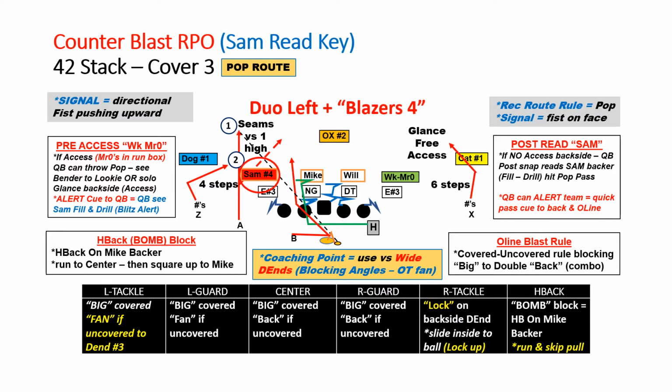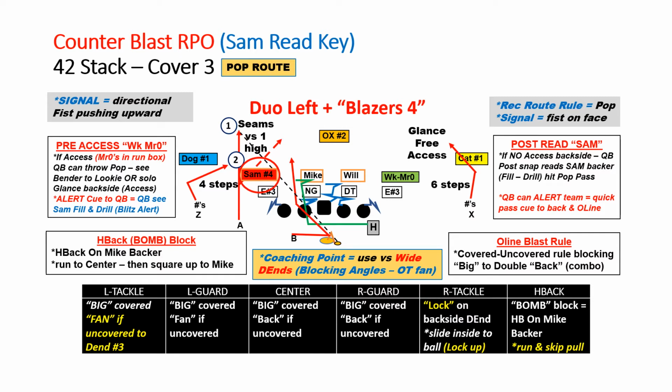If he has free access to the backside, which is the X, then we can go ahead and read that as a PRO, pass first, run second. If not, we're going to post-snap read the Sam backer to the strong side. Again, if he fills, we'll drill the bender read to the A. If we don't like that, we have the Z coming underneath on the 4-step lookie.